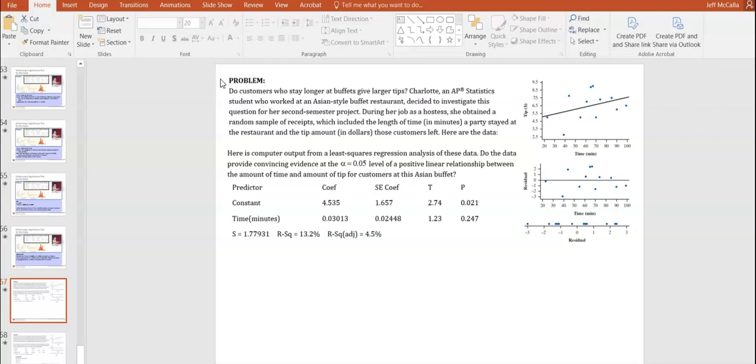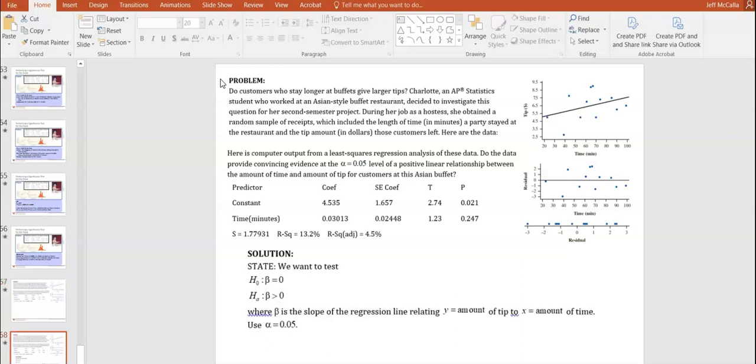Here's the computer output. Do the data provide convincing evidence of a positive linear relationship between the amount of time and the amount of tip customers leave? So I would stop the video and do this one. I'm just going to go through the answers with you. Again, similar to the last one, we want a positive linear relationship, so beta has to be greater than 0. Define beta.